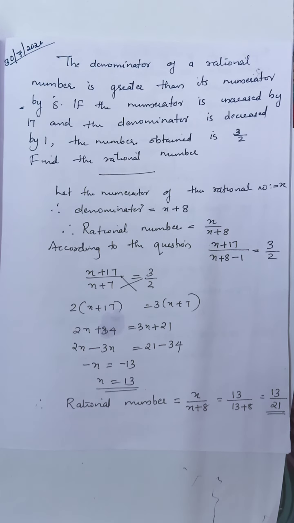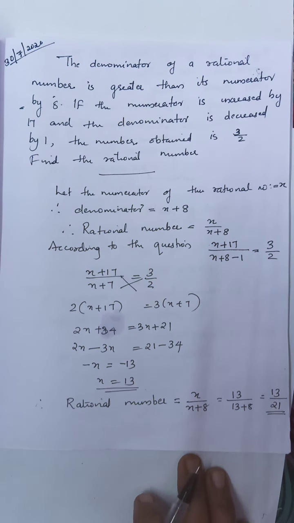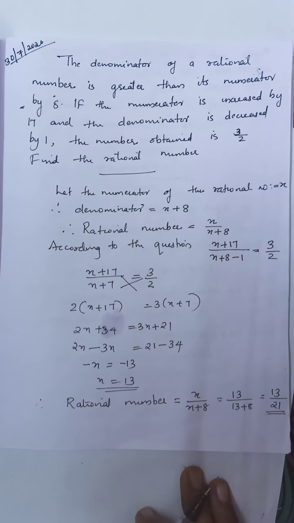Good morning, children. Today also we discuss some problems of linear equation in one variable. And here the first problem is: the denominator of a rational number is greater than its numerator by 8. If the numerator is increased by 17 and the denominator is decreased by 1, the number obtained is 3 by 2. Find the rational number.